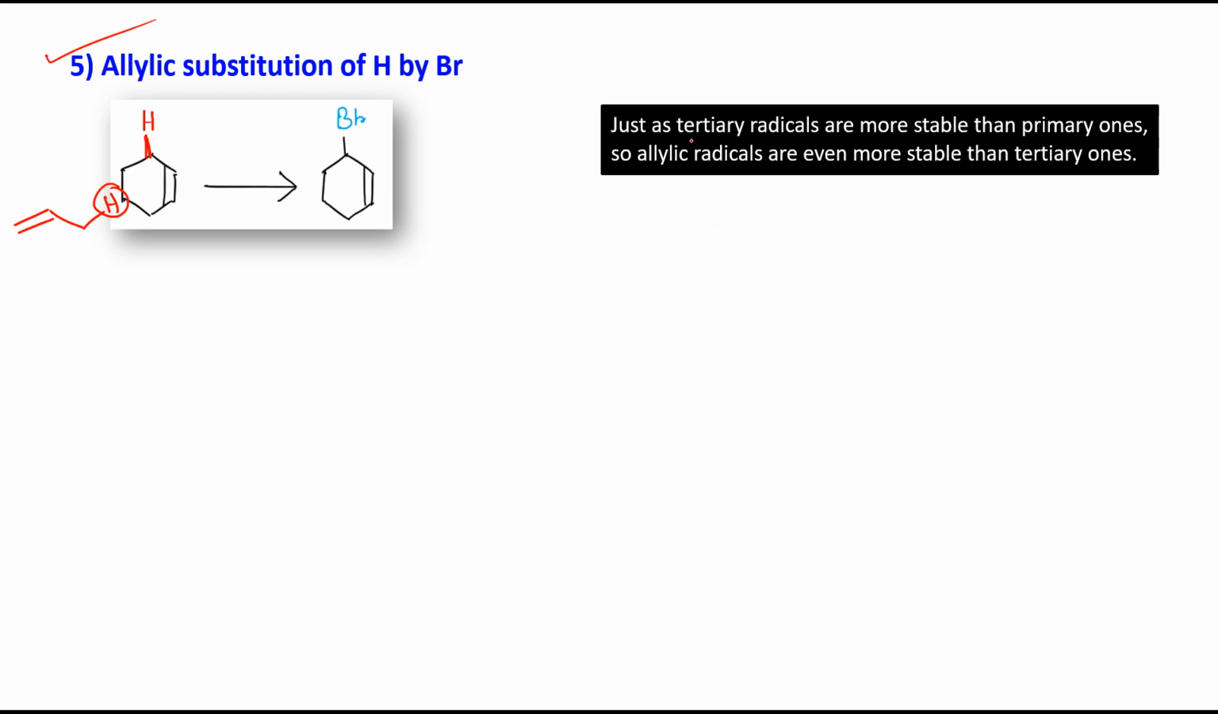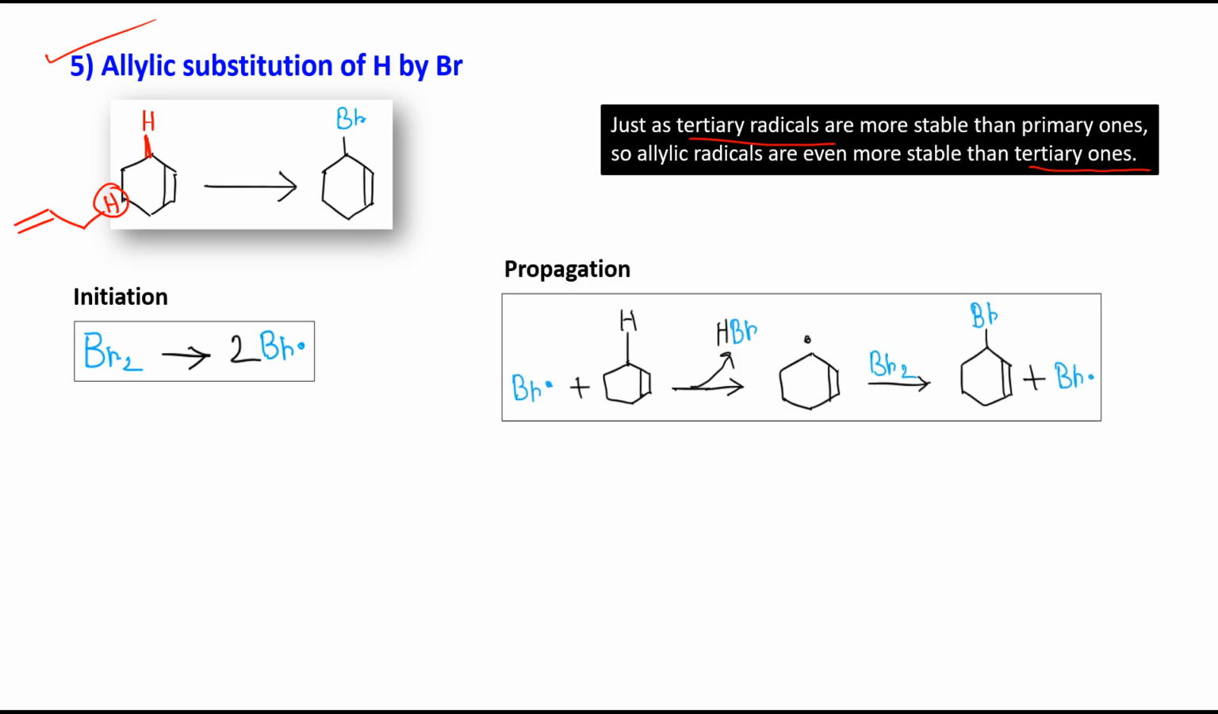So as we have seen that tertiary radicals are more stable than primary, allylic radicals are even more stable than tertiary ones. So that is why we have taken this type of substrate where we can replace allylic hydrogen with bromine. Now if we consider the steps, it is just like the same mechanism, initiation, propagation. But why are we saying this once more?